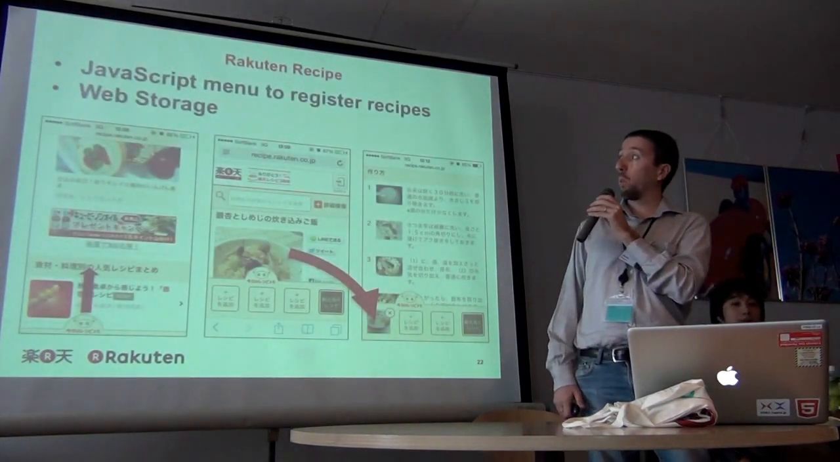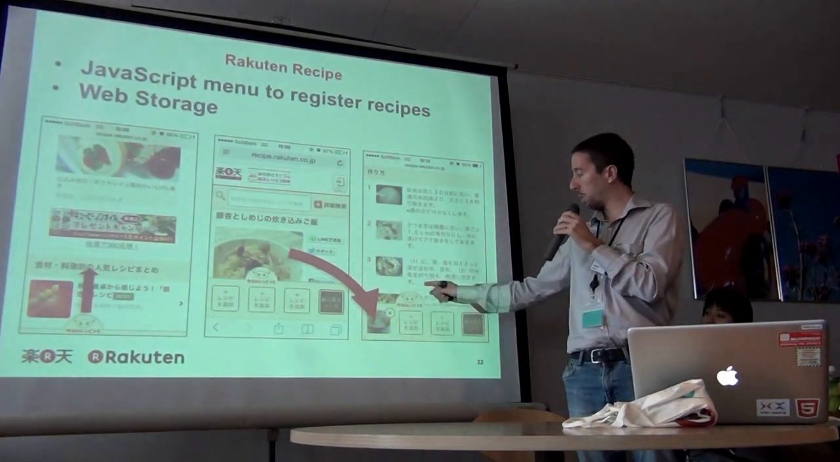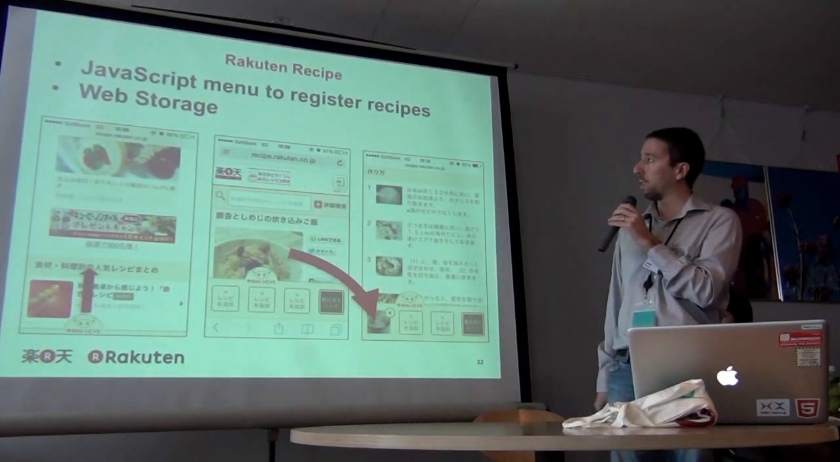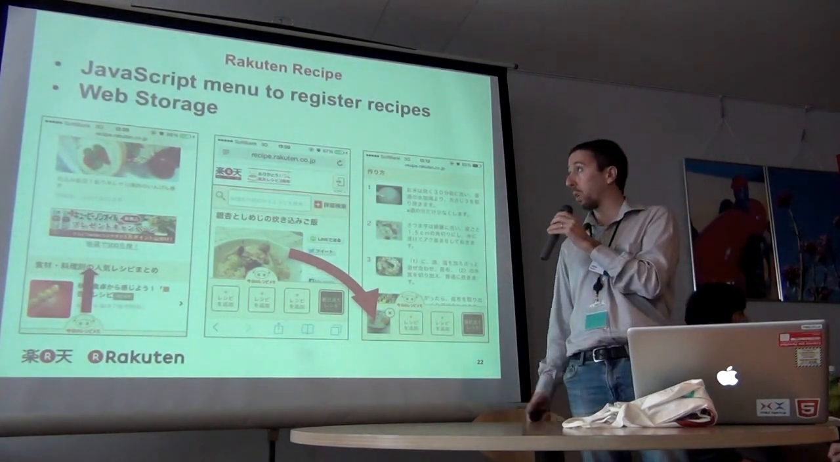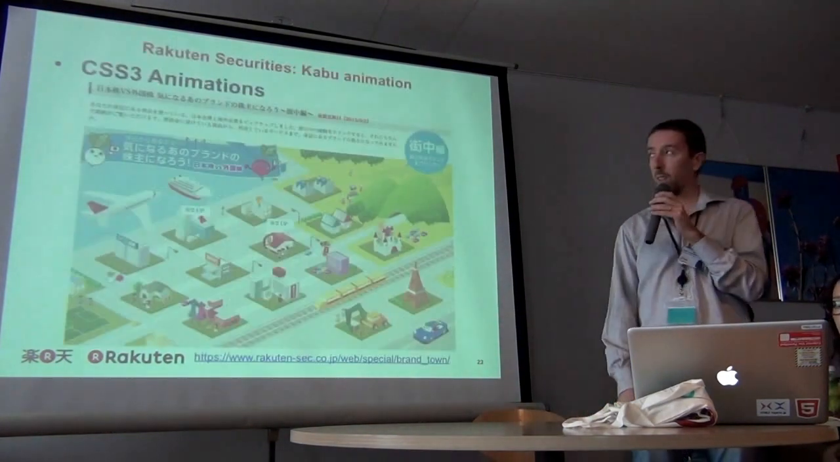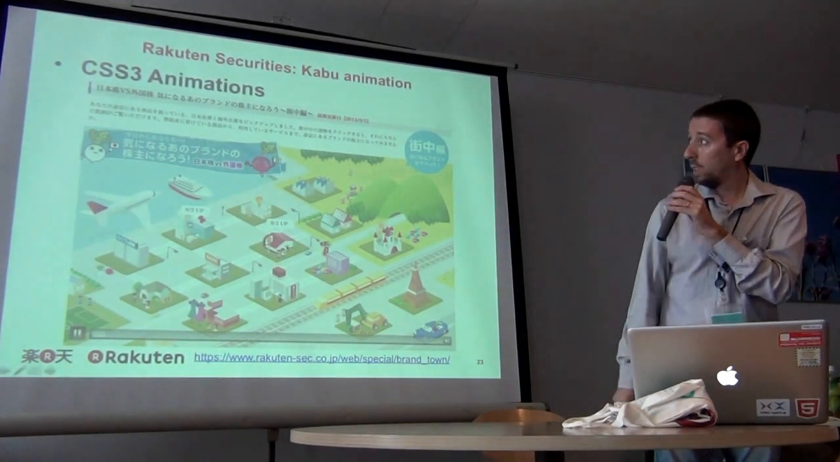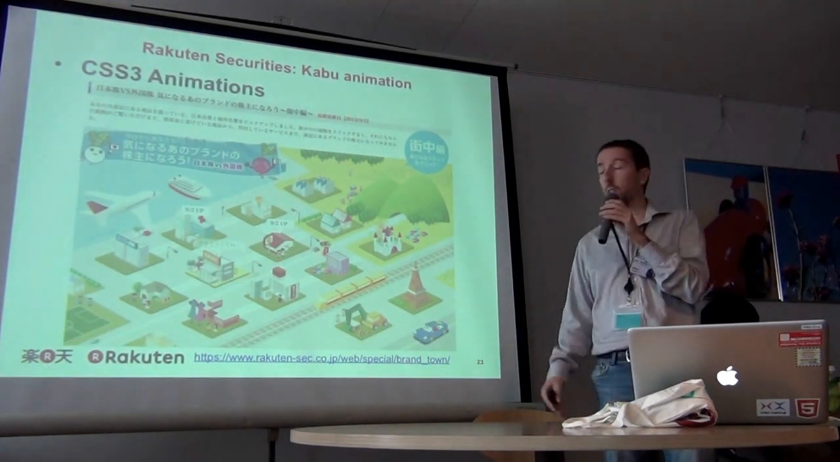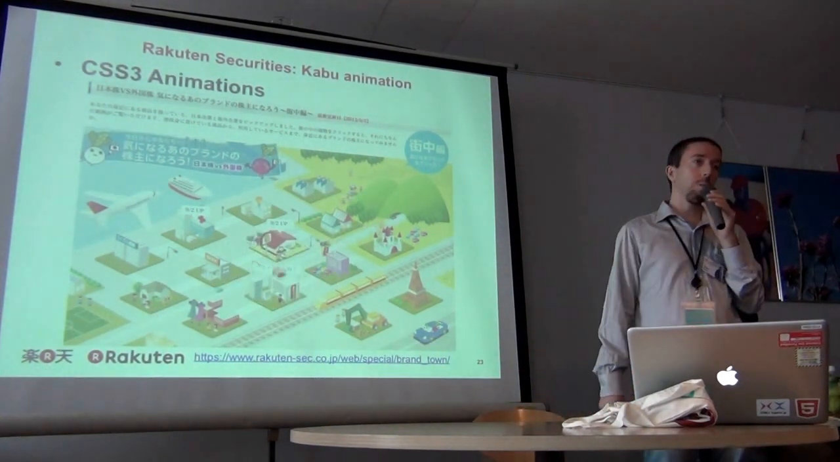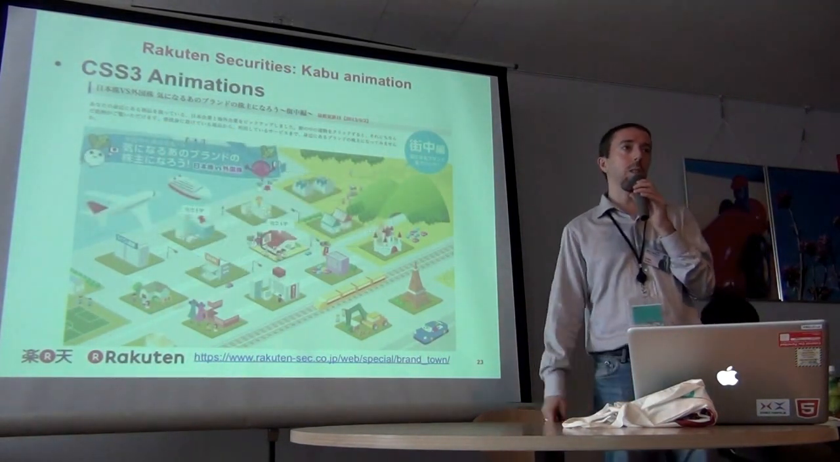In Rakuten Recipe website, we are using JavaScript to design this menu. You can pull it off from the lower side of the screen and you can register recipes you are checking out at that time. So we are using web storage for this. Also, we are using CSS3 animations on this Rakuten Securities website. So as you can see, it looks like a Flash animation, but it's actually CSS animation, so it plays very nicely on tablet and smartphone devices.